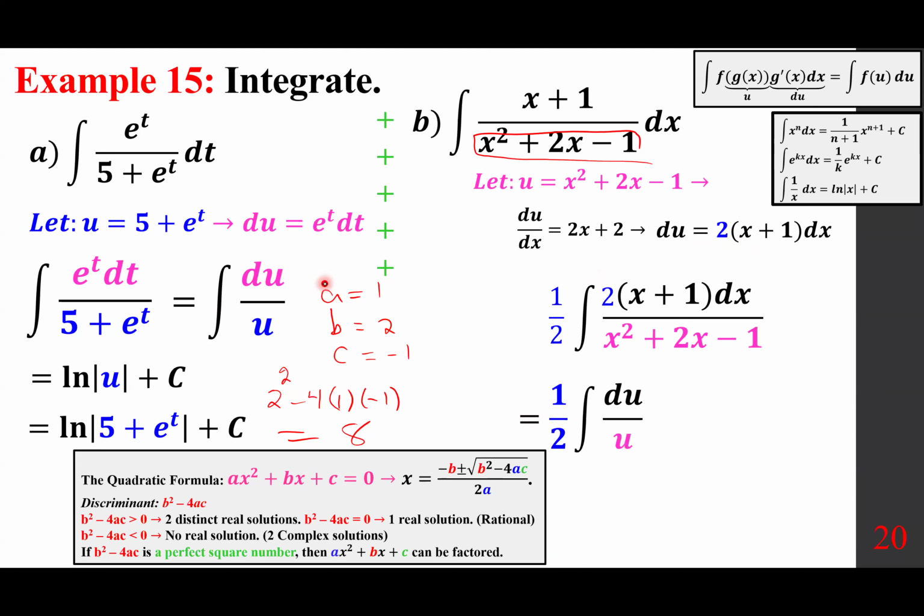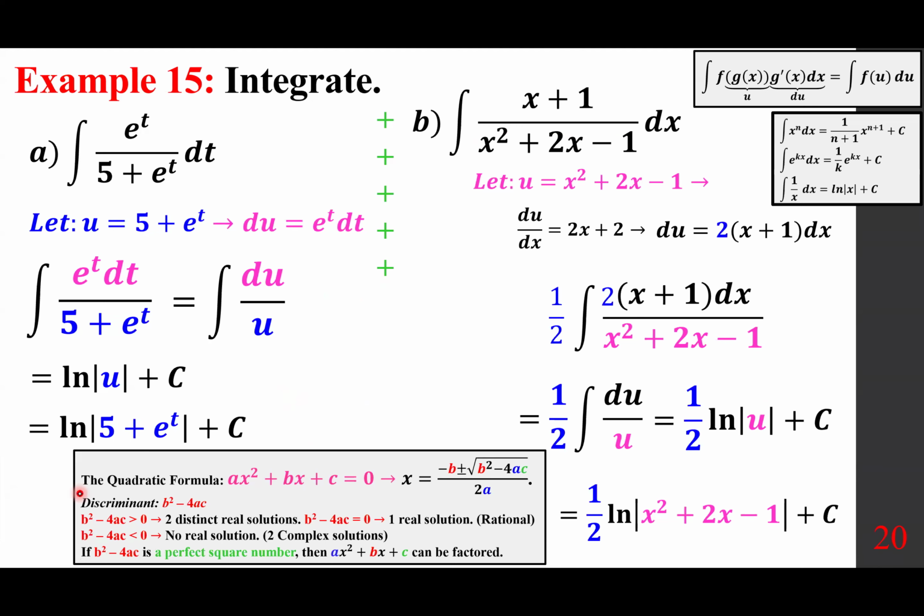It's a natural log. And reverse substitution, 1/2 ln of x squared plus 2x minus 1 plus a constant is the final answer. Now, again, for the previous one, you can lose the absolute value and change it to parentheses. This one you cannot because it can be positive or negative.